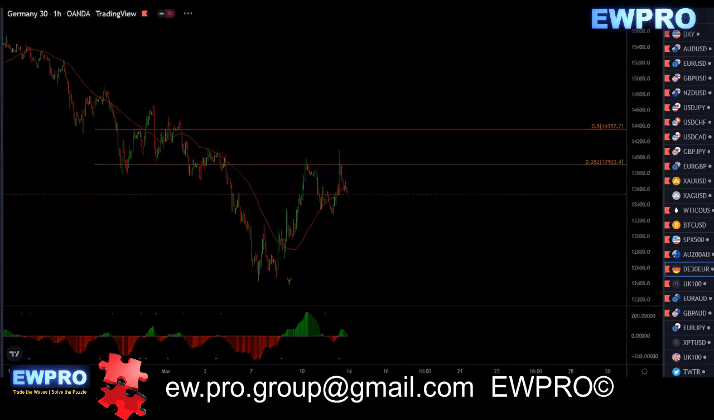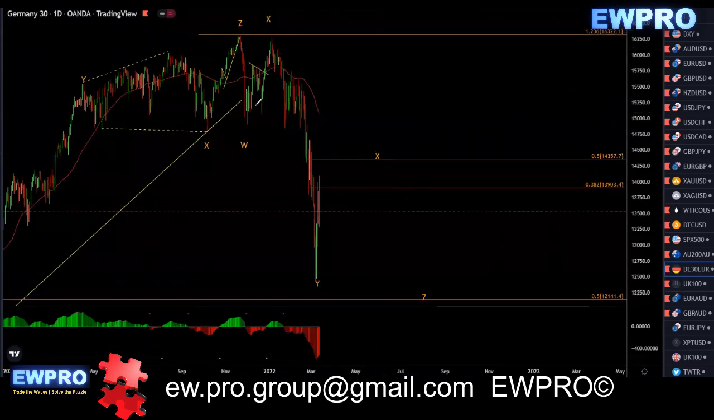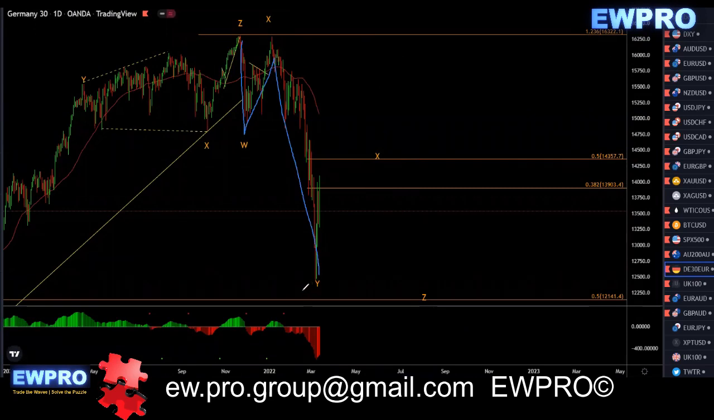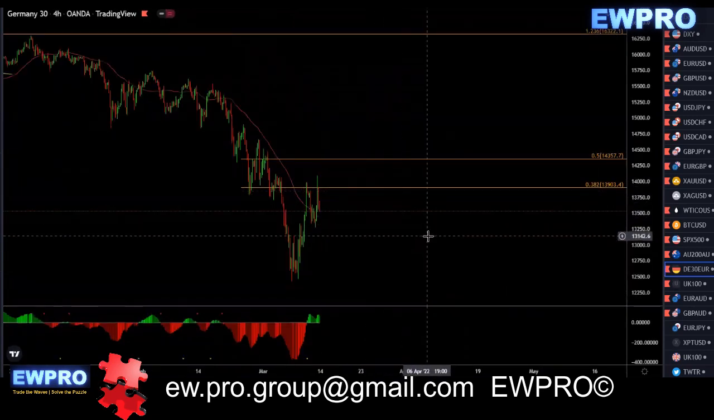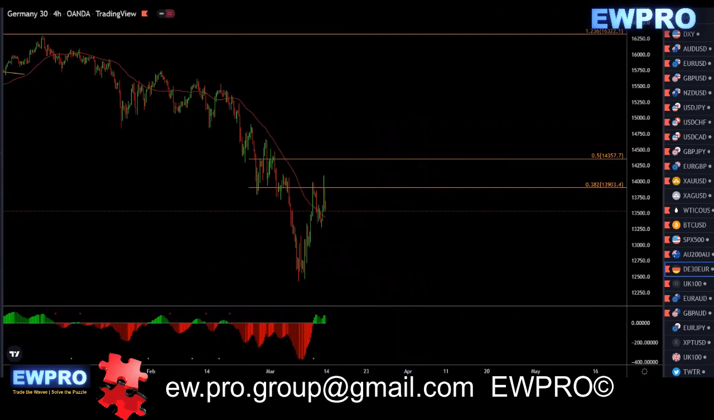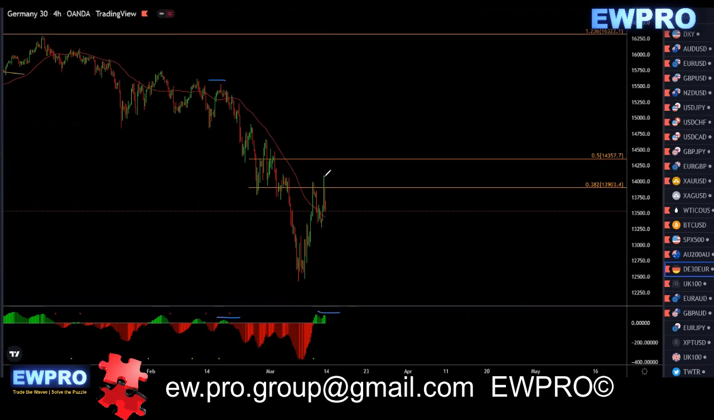Looking at the DAX on the daily, we got a WXY. This is a very large correction impulse here. So we're looking for whatever's happening in here. We're looking for X2 before we get a Z down. We're already at that 38.2. H4, you can see here, we got a bear hidden. So really, you don't want to be looking for the buy with that possible bear hidden.